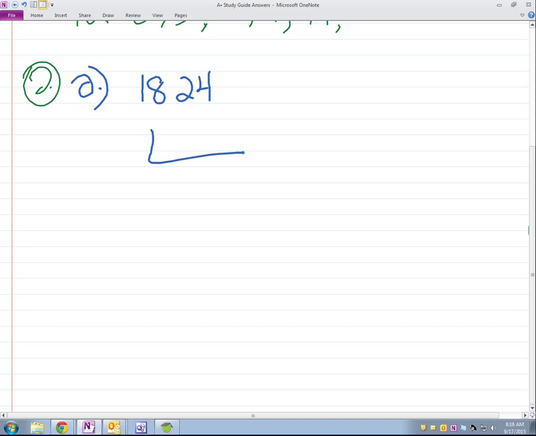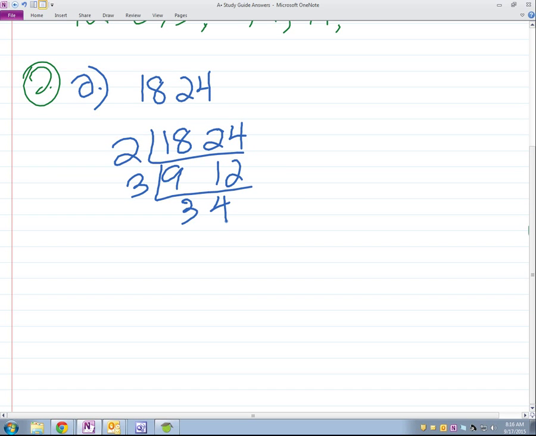So for A, we have the GCF of 18 and 24. So I'm going to do the ladder method. I'm only taking prime numbers for division. So I took 2 first, 9, 12. Next, I'm going to take a 3. 3, 4. They don't have a common factor, so I'm done, stuck there. So I have to multiply these two numbers together, and I get the GCF of 6. Greatest common factor is 6.